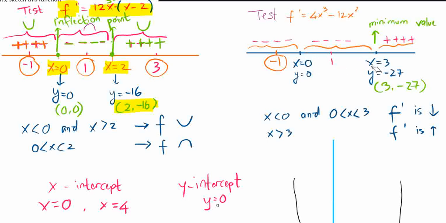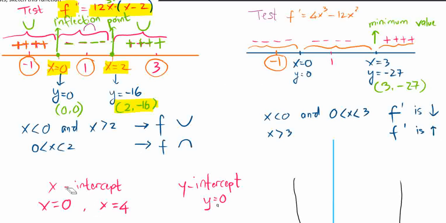From the first derivative test, for the value of x smaller than 0 and x between 0 and 3 here, the sign is negative. It means the slope of the function is negative. And for x greater than 3, the sign of the first derivative is positive. It means the slope of the function is positive, increasing. The function is decreasing for this one, and for this one, the function is increasing.